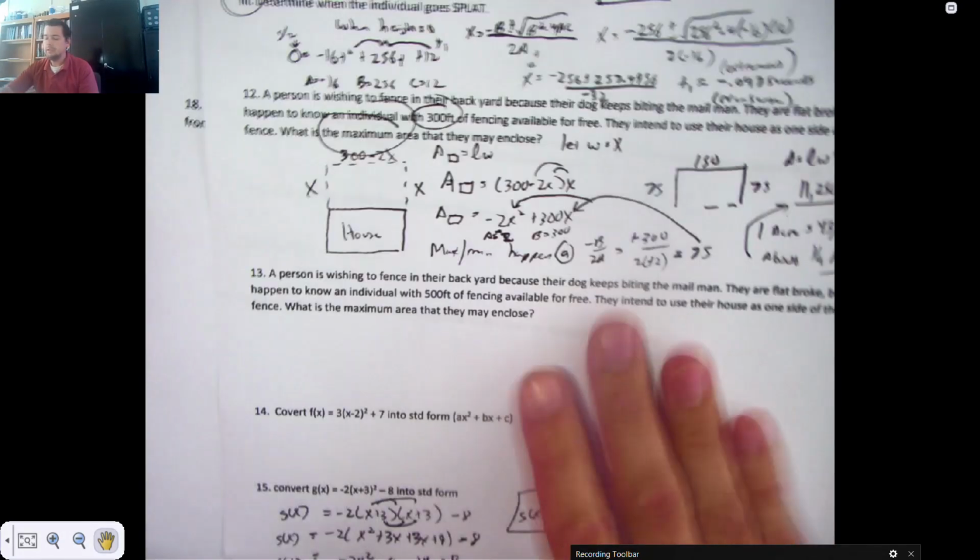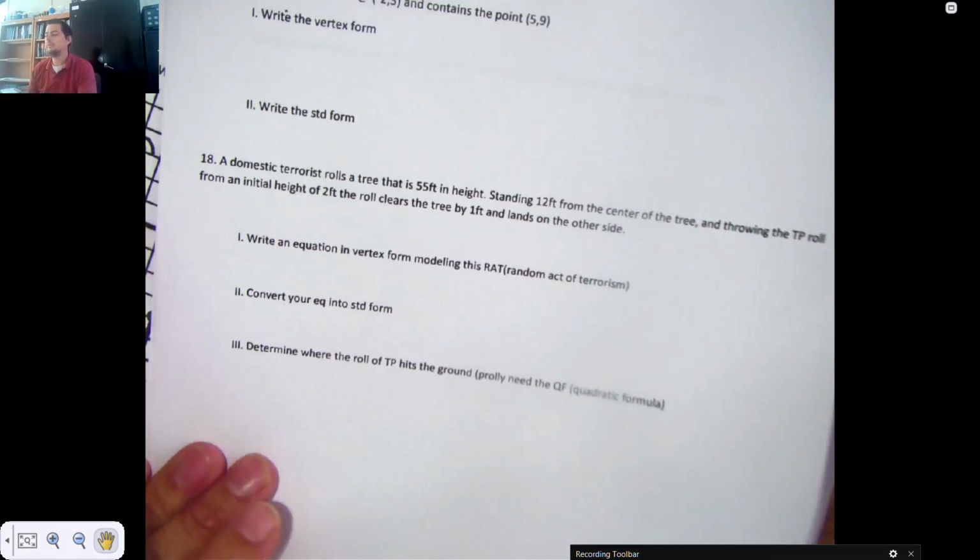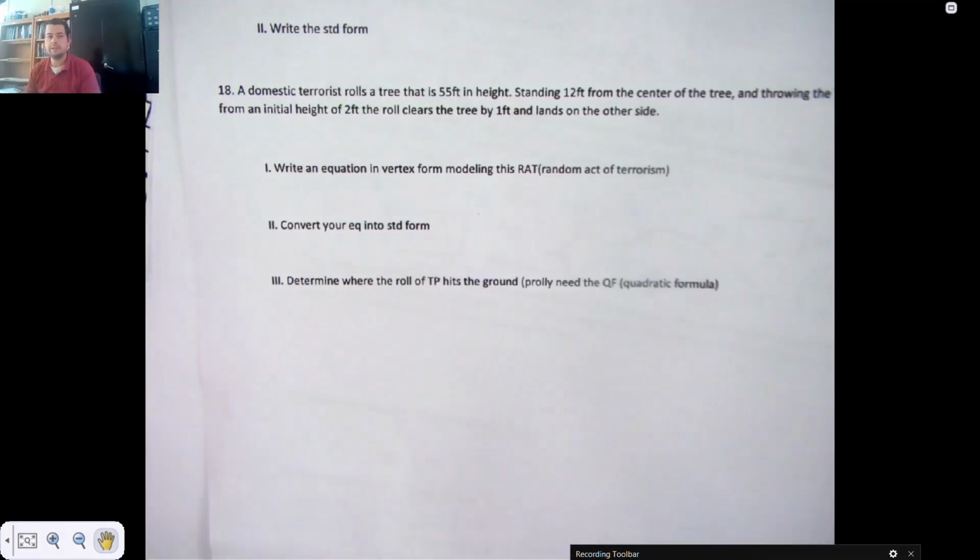All right. Last thing I'm probably going to do is a domestic terrorist problem. A domestic terrorist rolls a tree that is 55 feet in height, standing 12 feet from the center of the tree, and throwing from an initial height of 2 feet, the roll clears the tree by 1 foot and lands on the other side.